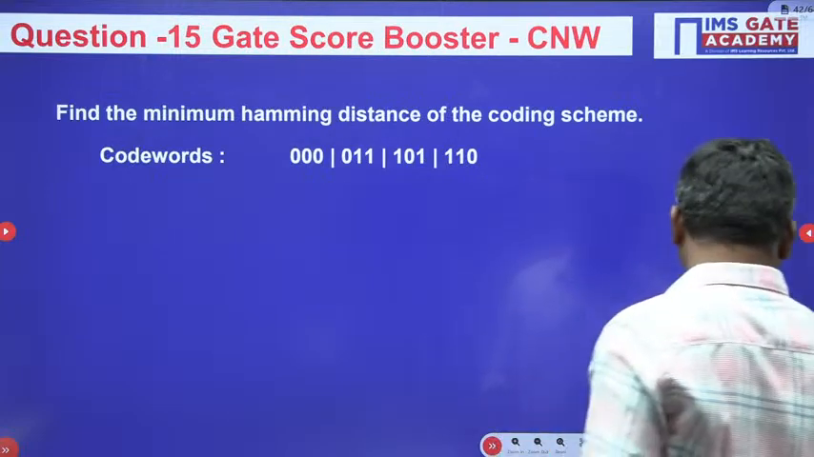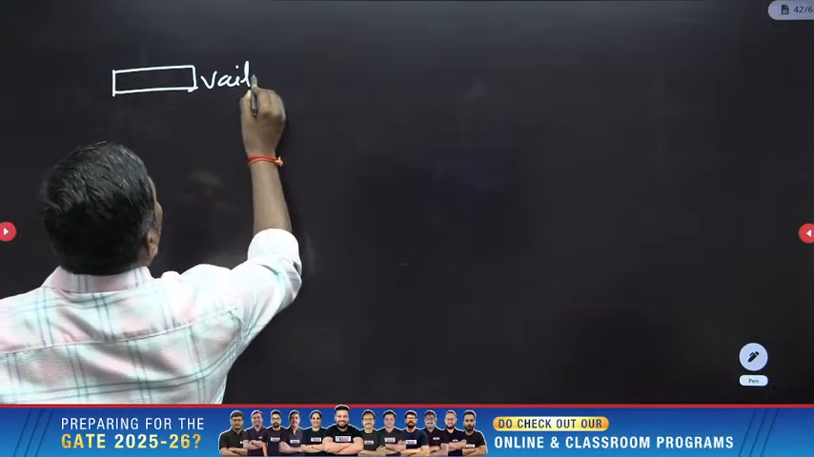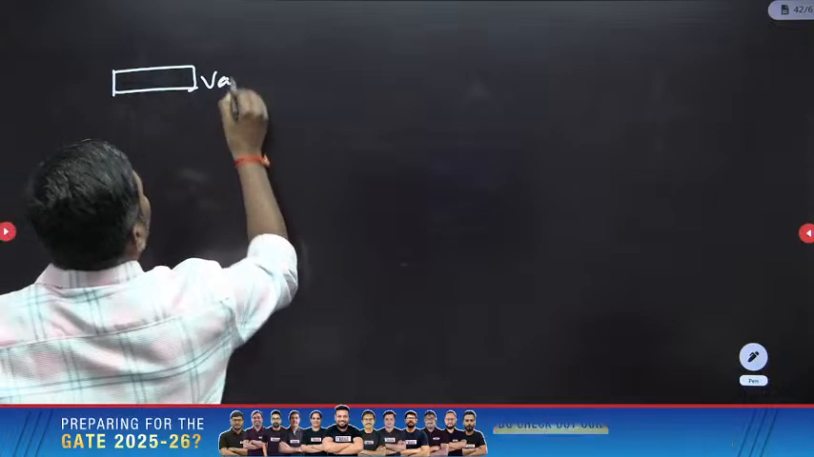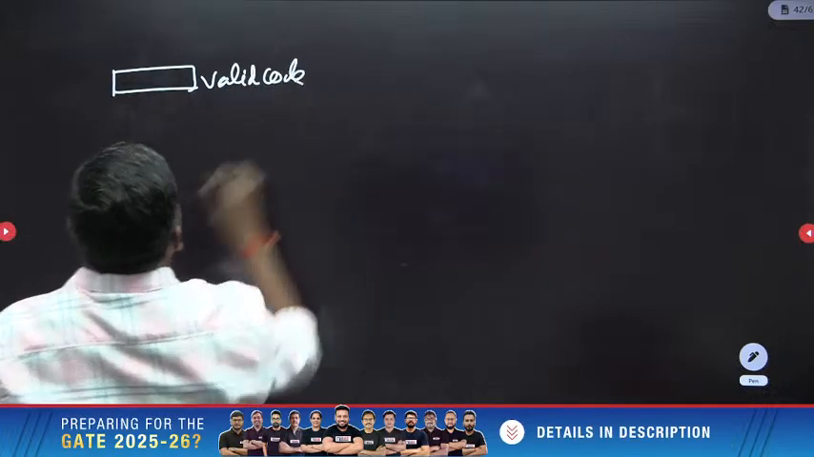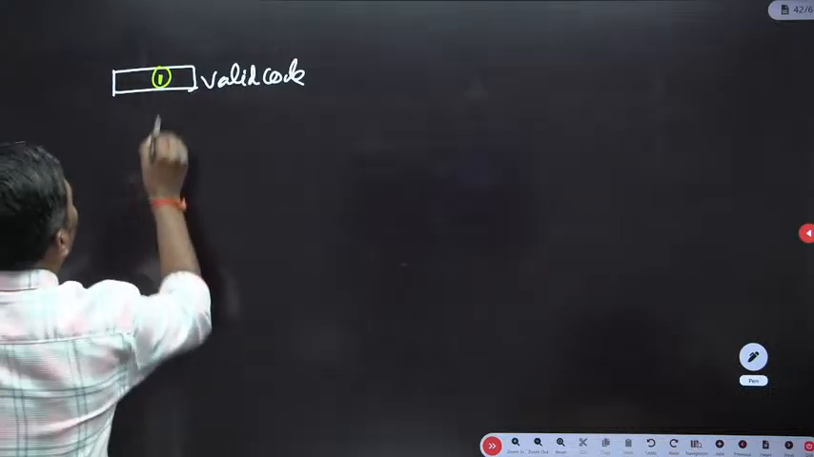But in case of correction, what happens? Please understand. In case of correction, suppose I am sending some valid code, assumption. This is a valid code. Carefully observe, all of you. You are sending a valid code word, assumption. 1 bit is corrupted, assumption. So where are you moving to?